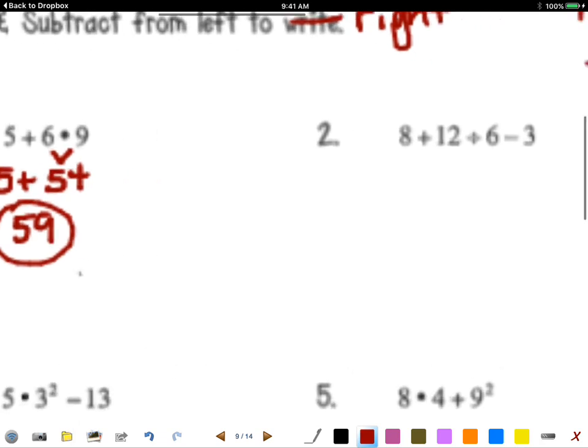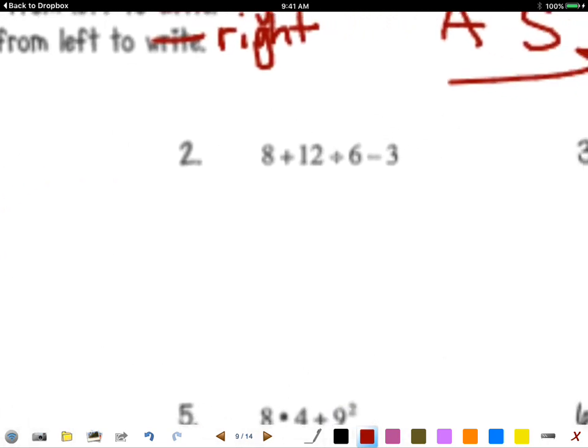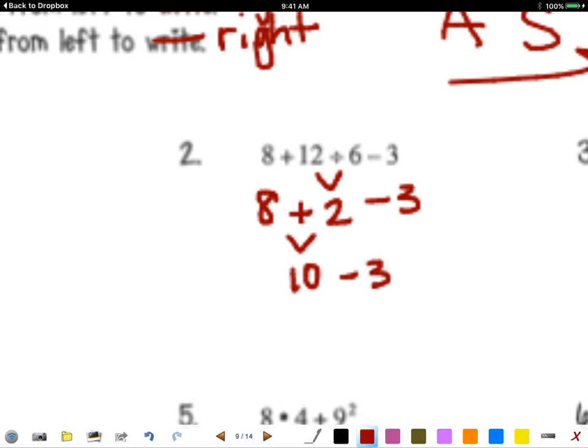Okay, number 2. No parentheses, no exponents, but we do have division here in the middle. So we're going to start with that. So bring down the 8 plus 12 divided by 6 is 2, and bring down your minus 3. One step at a time, please. Then, starting from left to right, 8 plus 2 is 10. Bring down your minus 3, and then 10 minus 3 would be 7.